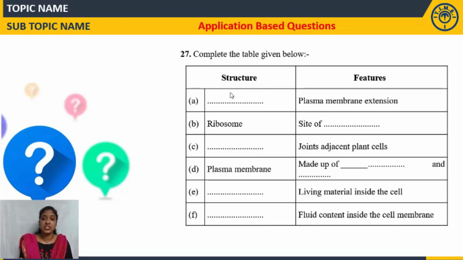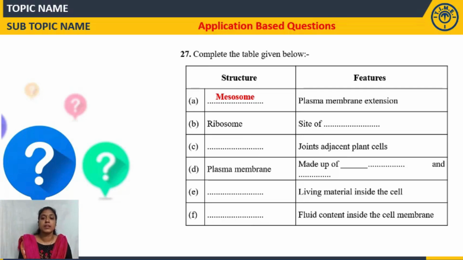Yes, plasma membrane extension is the function of what? Mesosomes, which is seen in the prokaryotic cell. So, which are helping the cell wall synthesis and also in the respiration. So, plasma membrane extensions are the function or feature of a mesosome, which increases the surface area of the plasma membrane where the respiration is taking place. Okay. So, mesosomes are the plasma membrane extensions.